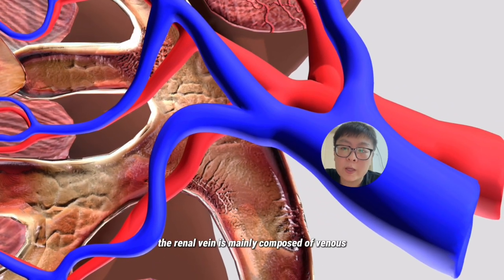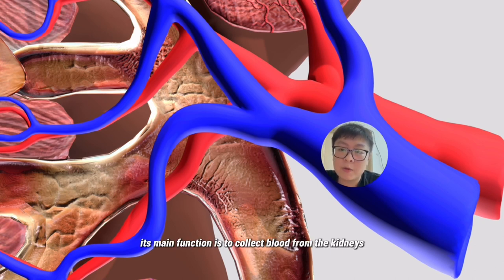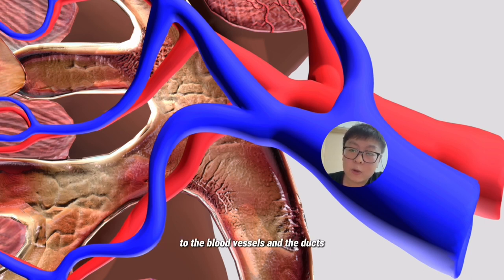The renal vein is mainly composed of renal vascular tissue. Its main function is to collect blood from the kidneys to the blood vessel and the duct system and return it to the ducts for further circulation.